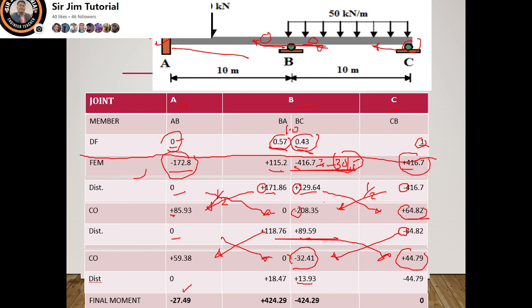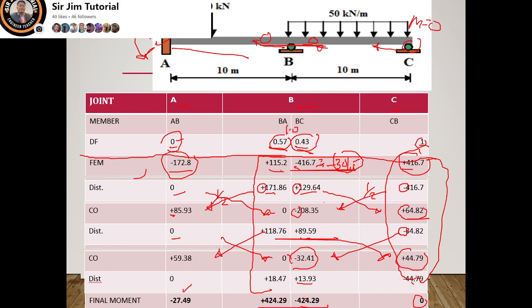So there's moment here. But here, obviously, moment here is 0. Here, you have moment. So that's why when you add this one, all of them will give you 0. And this one, when you add from here again, going down will give you positive 424. The other one will give you negative 424.29.